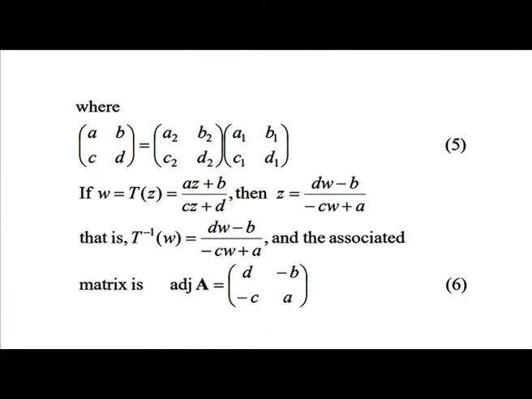If w = T(z), that is (az + b)/(cz + d), then the inverse map z is given by (dw - b)/(-cw + a). You have to just cross multiply and collect the terms in z to get the inverse map as we normally do. So, the inverse map T inverse(w) is nothing but (dw - b)/(-cw + a), and the associated matrix will be the adjoint of A, which is the matrix (d -b; -c a).